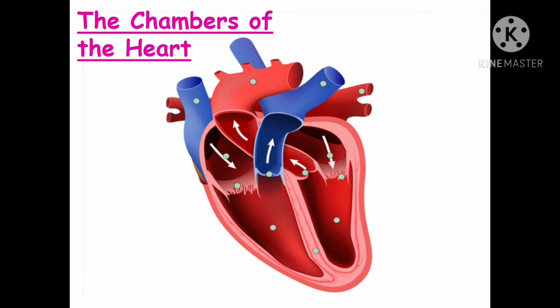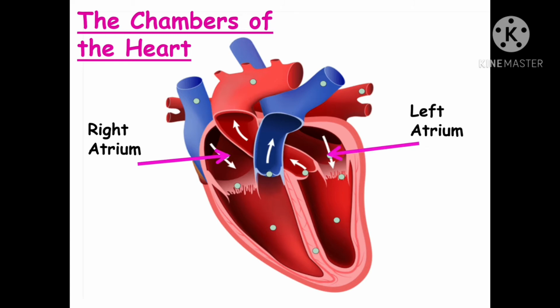We're going to look at the chambers. Now the chambers are these four sections of the heart. There's two at the top and there's two at the bottom. So on our right hand side, we've got our right atrium, and that's the top chamber on the right hand side of the heart. That's where blood comes into the heart from the body. And then on the other side, we've got our left atrium, and that's where blood comes in from our lungs with oxygen.